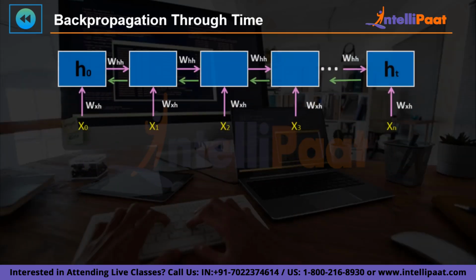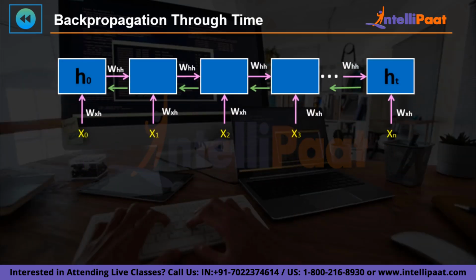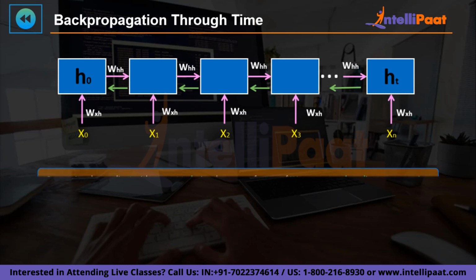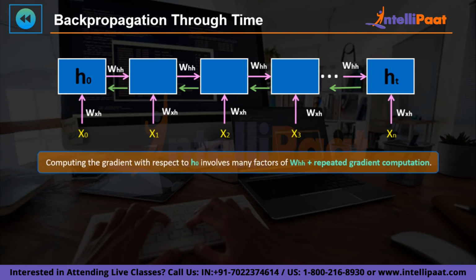Now, if we expand this out and take a closer look at how gradients can actually flow across the chain, we can see that between each time step, we have to perform this matrix multiplication that involves the weight matrix W_hh. And so, computing the gradient with respect to the initial cell state h0 is going to involve many factors of this weight matrix and also the repeated computation of gradients with respect to the weight matrices. This can be problematic for a couple of reasons.